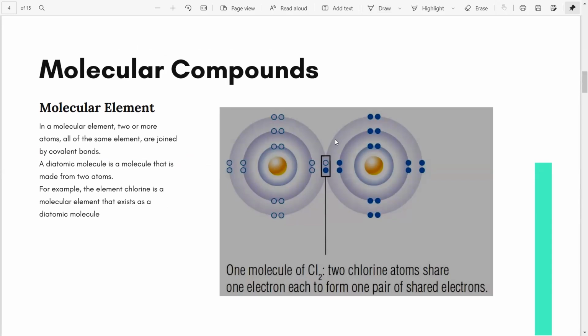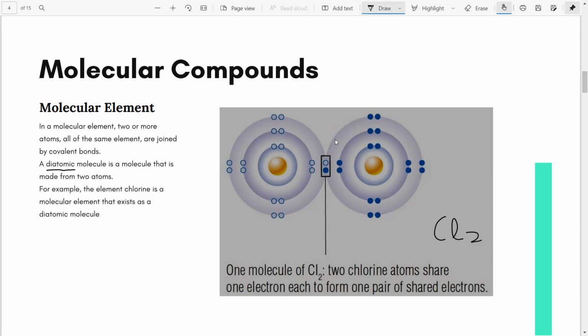Next is molecular element. In a molecular element, two or more atoms, all of the same element, are joined by covalent bonds. A diatomic molecule is a molecule that is made from two atoms. For example, the element chlorine is a molecular element that exists as a diatomic molecule. So molecular element is essentially, think of it as a molecular compound that's made of the same element. So a good example of this is the Cl2 compound. Consider it a compound if it helps to see that it is just a unit in itself, and it's made up of two chlorine atoms.